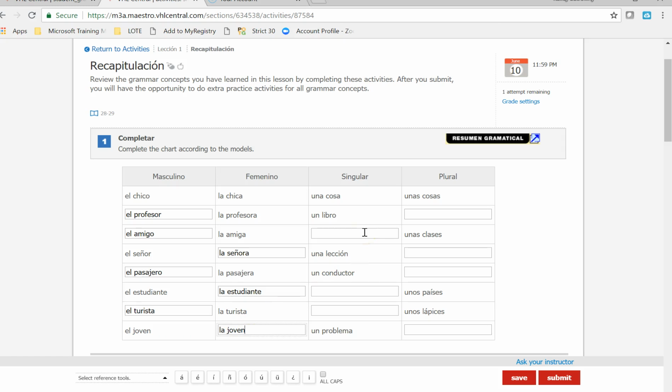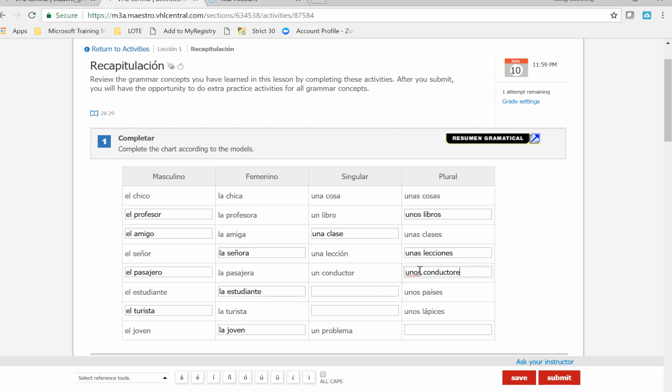Now let's move over to singular versus plural, and these are indefinite articles. Una cosa means a thing. Unas cosas means some things. Un libro means a book. Unos libros are some books. Unas clases are some classes. Una clase is a class. Una lección, a lesson. Unas lecciones, some lessons. Un conductor, a driver.